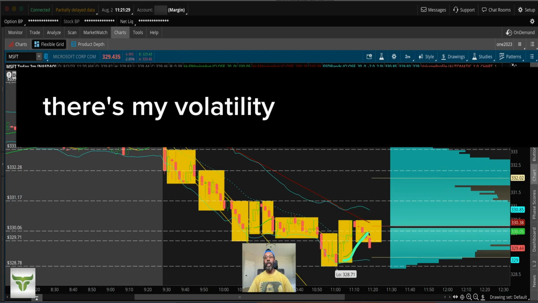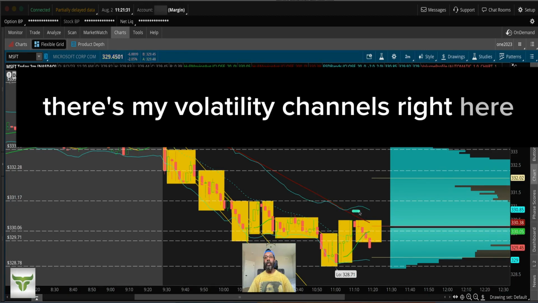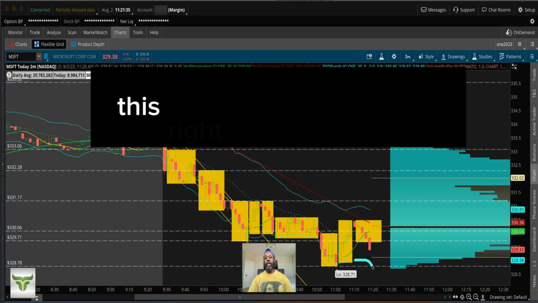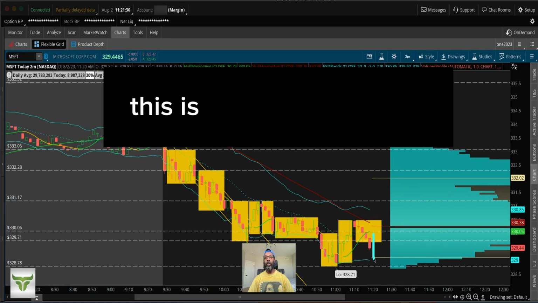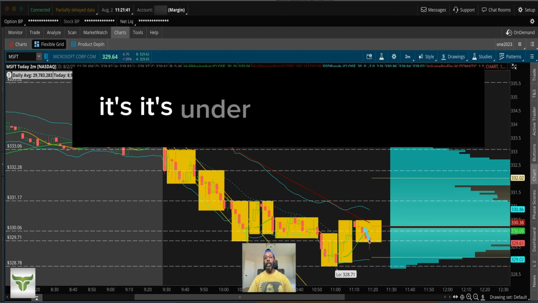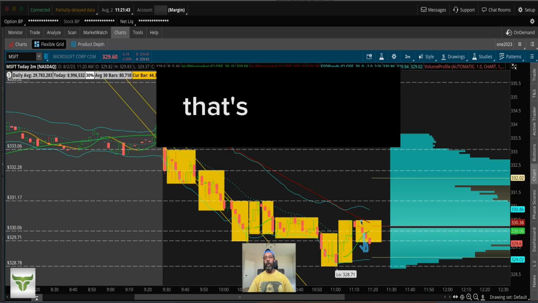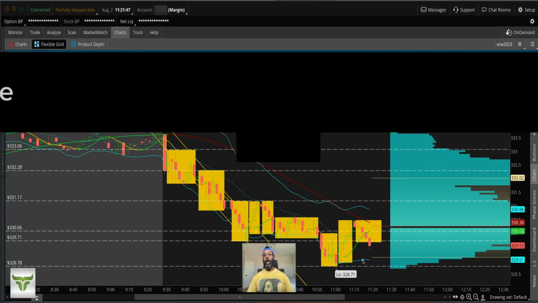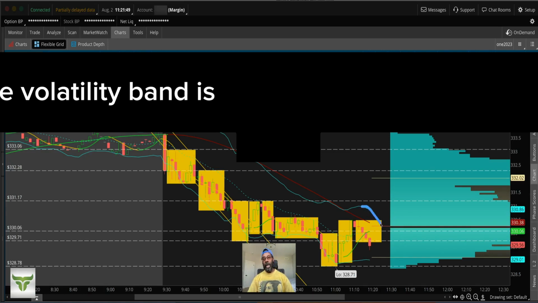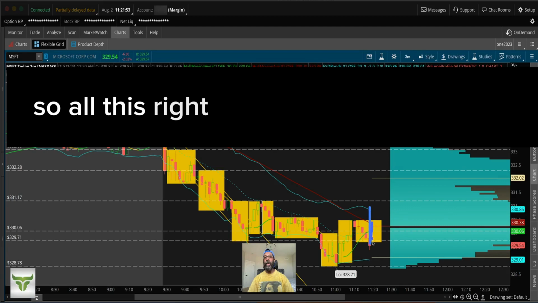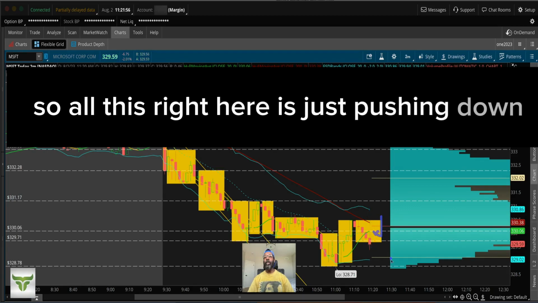There's my volatility channels right here. It's squeezing now, turns to the downside. This right here is going to tap. This is pushing this down. Here's my 20. It's under the position. The 200's pushing it. The 20's pushing it. The volatility band is tightening right here and opening up. This is flat. So all this right here is just pushing down.